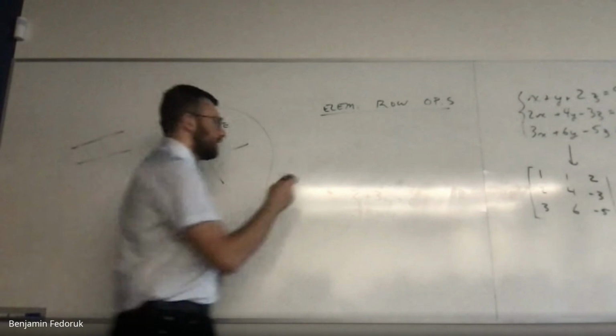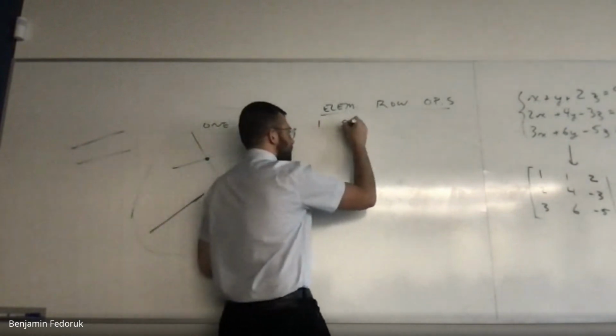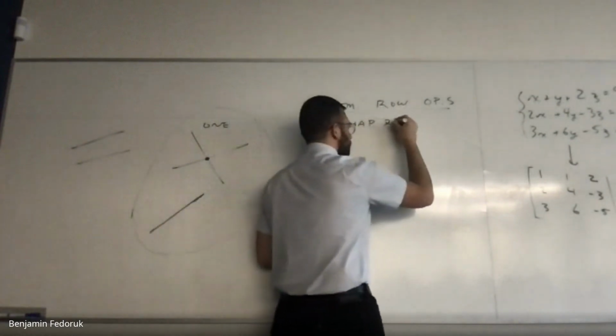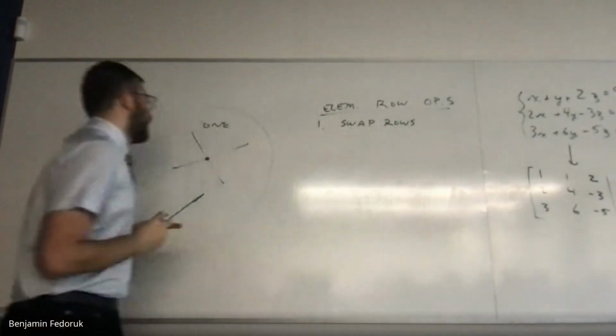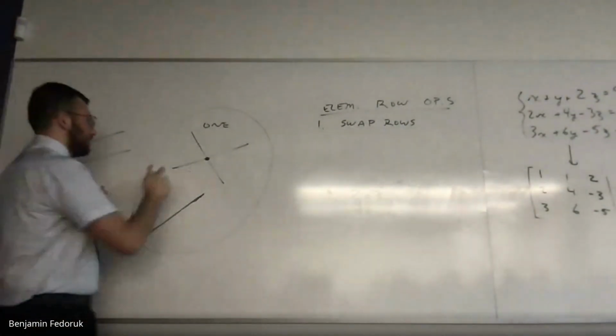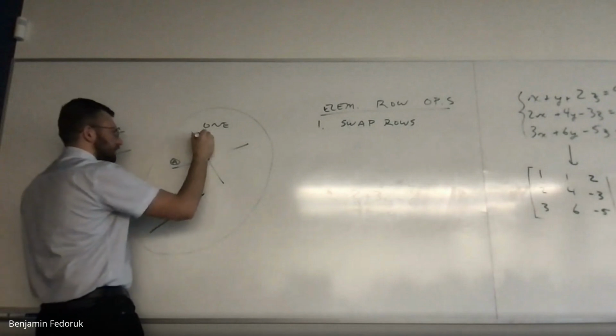So the first thing you can do is swap rows. Now, why is that? Say that I was looking at this. Maybe this is called line A, and let's call this line B.